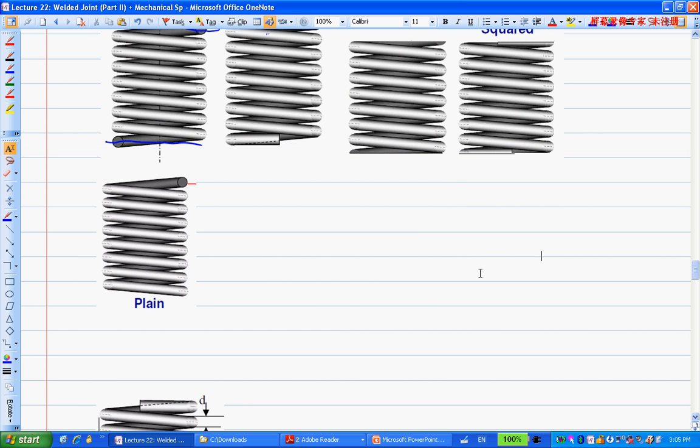Okay, so let's look at the plain one. For the plain one, the NA and NT, remember NT is the total number of coil, right? NT is the total number of coil. So the NA and NT will be the same thing, okay? It will be the same thing.